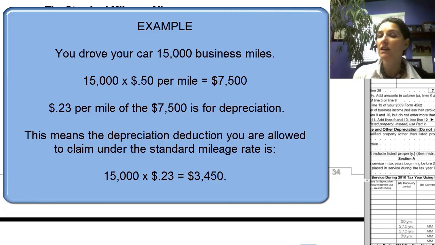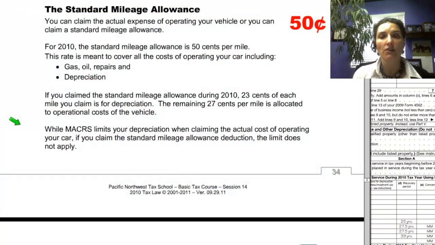Well, you could claim bonus depreciation in the first year on that car, but if you did so, you wouldn't be allowed to claim the standard mileage rate in later years. And in later years, you're going to be better off not being limited by that depreciation limit. So if you claim depreciation in 2010, 23 cents of each mile you claim is for depreciation. 27 cents is allowed for all of the other operational costs of the vehicle.